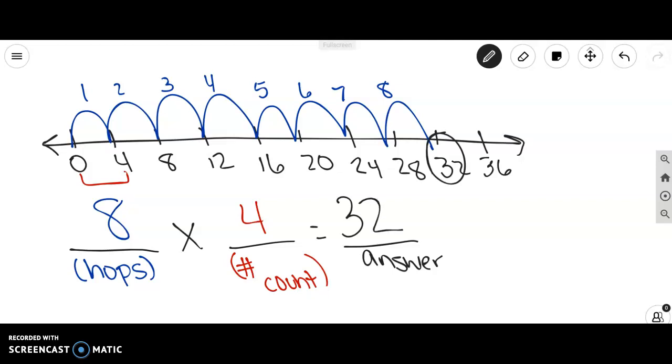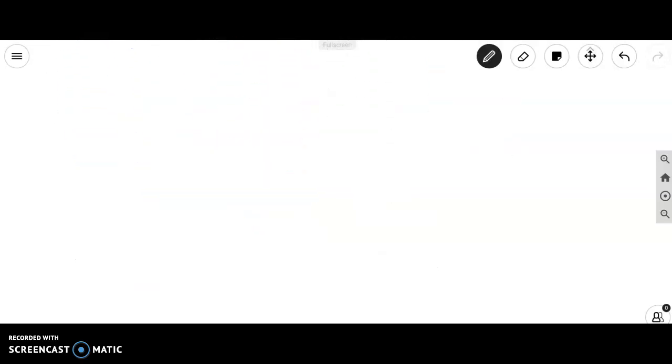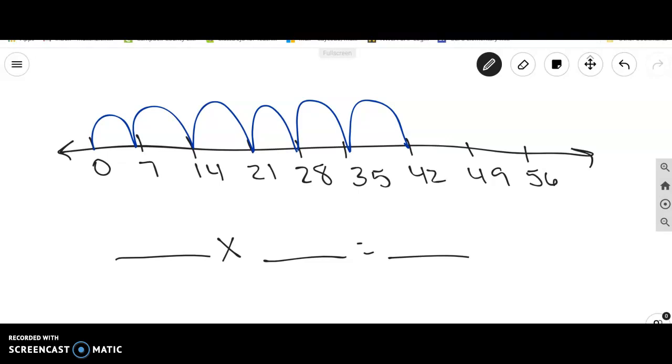Great job. So now I'm going to give you a number line, and I want you to solve this on your own. So pause the video, solve it, and then come back in. Here it is. Go ahead and solve this problem, pause the video, and we'll come back and solve it together.